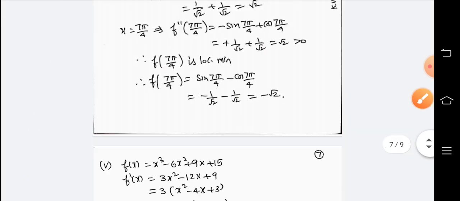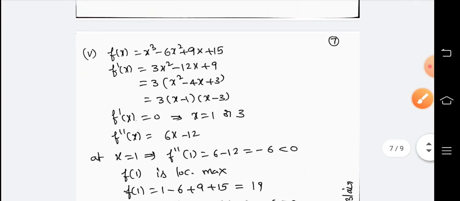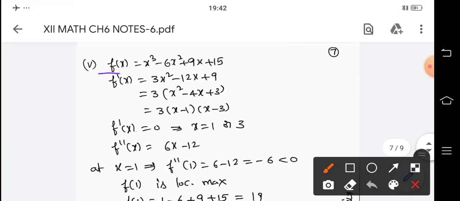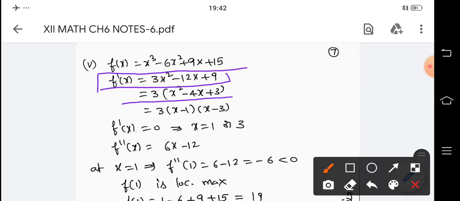That's all. Next, fifth question. f of x is equal to x cube minus 6x square plus 9x plus 15. So f dash of x is equal to 3x square minus 12x plus 9, which is 3 into x square minus 4x plus 3. I took the derivative and just took 3 common. Then 3 into x minus 1 into x minus 3, which we got by factorization. Take f dash of x equal to 0, then x is equal to 1 or 3.